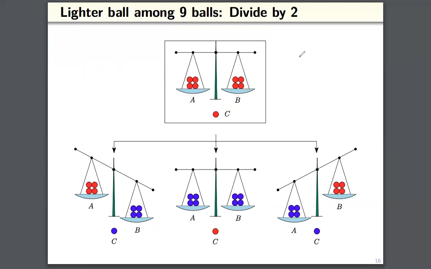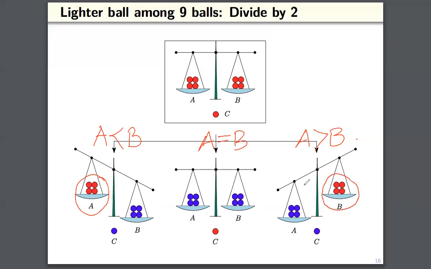Now you are comparing A and B, right? Left pan, A and B. So there can be 3 outcomes. A is less than B, lighter, right? A is equal to B, or A is greater than B. If A is less than B, that means the lighter ball is here, right? In A. If A is greater than B, then the lighter ball is in B. If A is equal to B, the lighter ball is in C. Make sense?